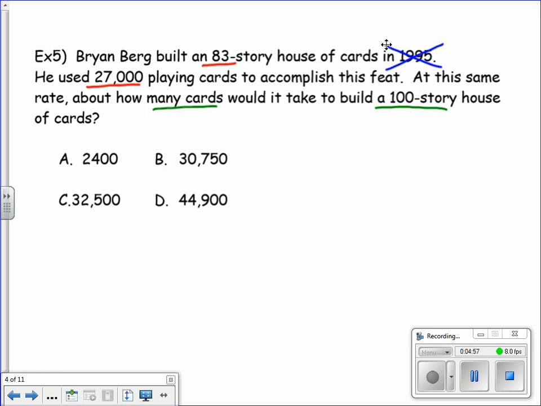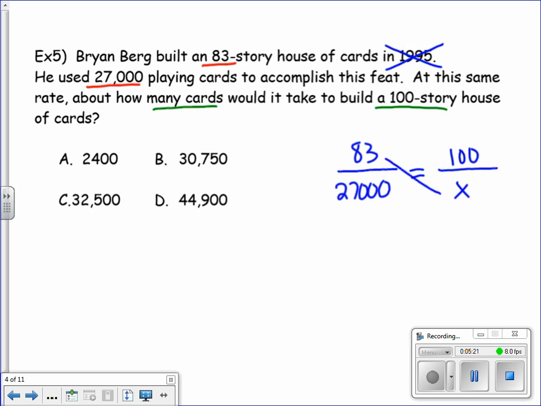An easy way to figure out direct variation questions is, 83 stories takes you 27,000 cards, right? That should be the same ratio or proportion as, well, the next time I want 100 stories and I don't know how many cards, so 100. And then you can put your x down here. So you can make up a direct variation equation, but this is the same thing.